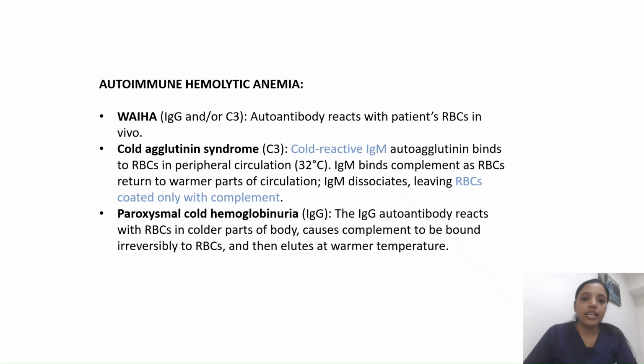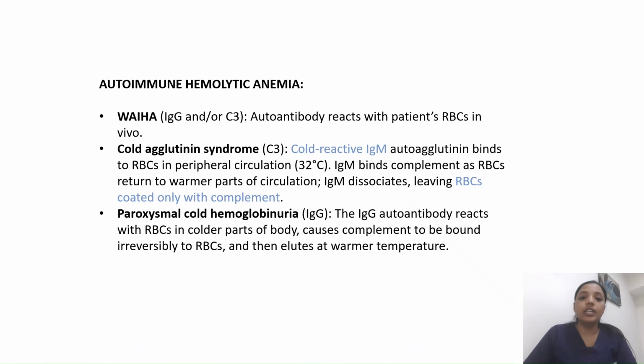So coming on to the next question, how does a DAT help differentiate the different types of autoimmune hemolytic anemias? Does it give an insight into what kind of AIHA the patient is having? Direct agglutination test helps in differentiating different types of autoimmune hemolytic anemia. In warm autoimmune hemolytic anemia, autoantibody reacts with patient RBCs in vivo. So hence, DAT positivity is towards IgG with or without complement.